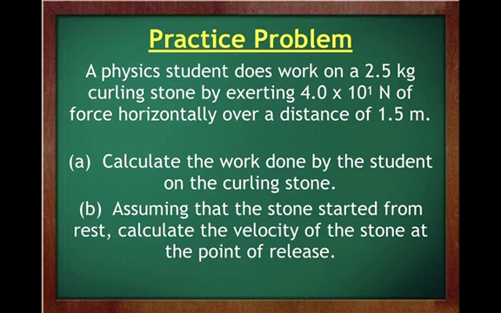So in this first one, a physics student does work on a 2.5 kilogram curling stone by exerting 4.0 times 10 to the 1 newtons of force horizontally. So in this case, if we're pushing a curling stone, that is in the direction of motion, okay, over a distance of 1.5 meters. Calculate the work done by the student on the curling stone, and then assuming that it started from rest, calculate the velocity of the stone at the point of release.